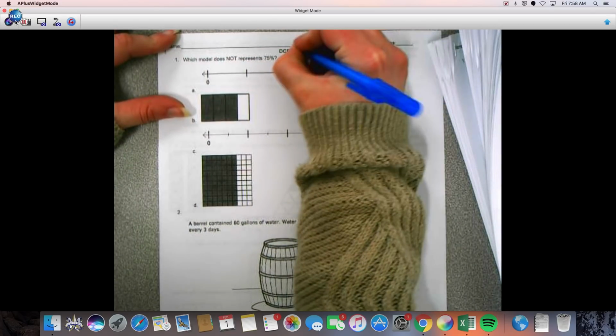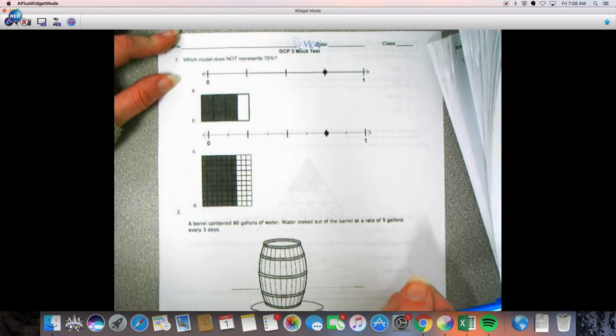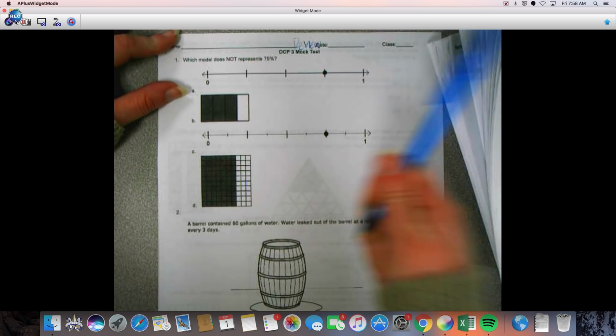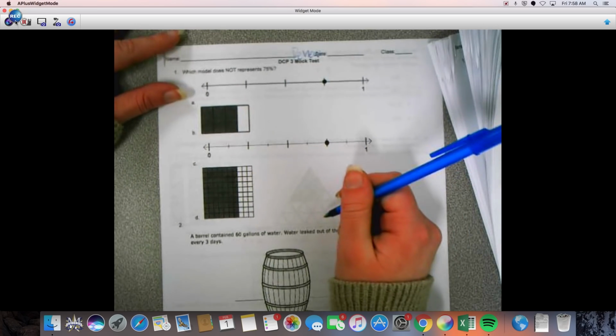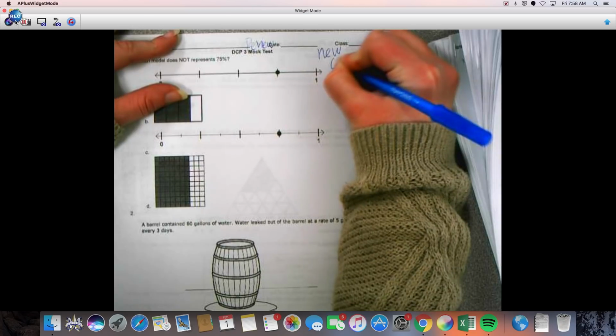Good morning, guys. So what we're going to be doing today is we're going to spend some time reviewing our mock DCP. And what I expect you to do is everything that I write down, you are going to write down as well in a different color. So you need to make sure right now that you are using a new color.